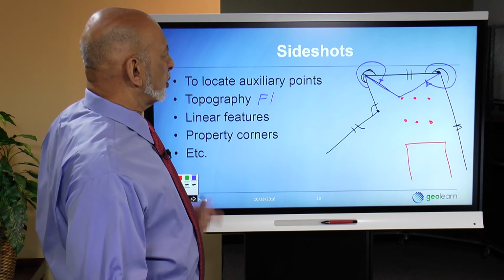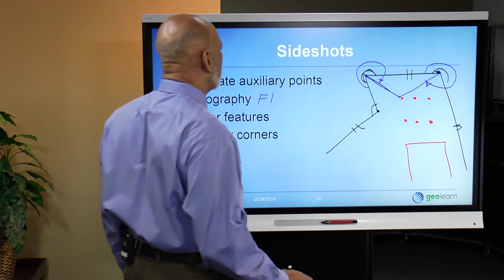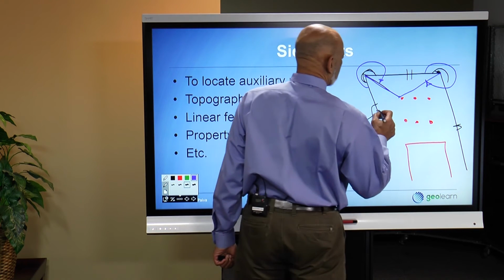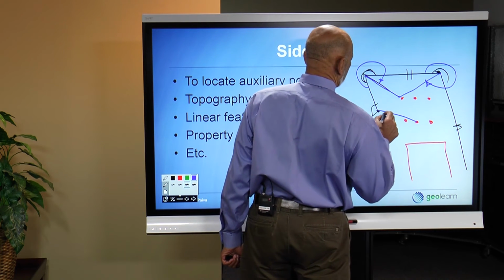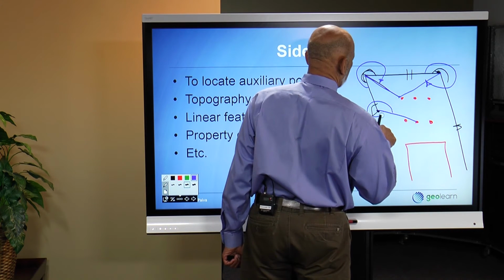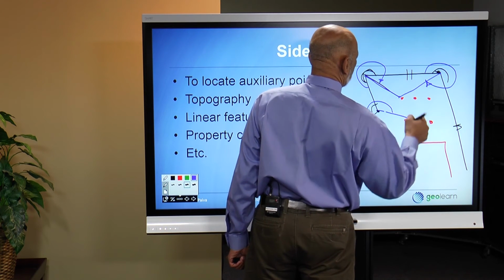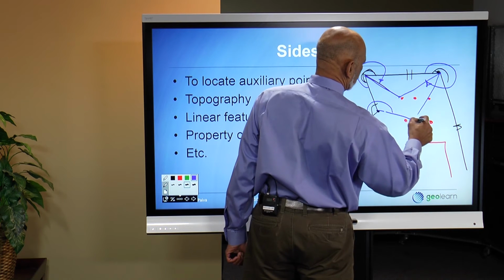Sometimes it's possible that you might do something different. For example, to locate this point, maybe because there's trees and so forth in the way, the first time you measure this angle in phase 1 and phase 2, but to locate it from a second traverse station, you do it from here.